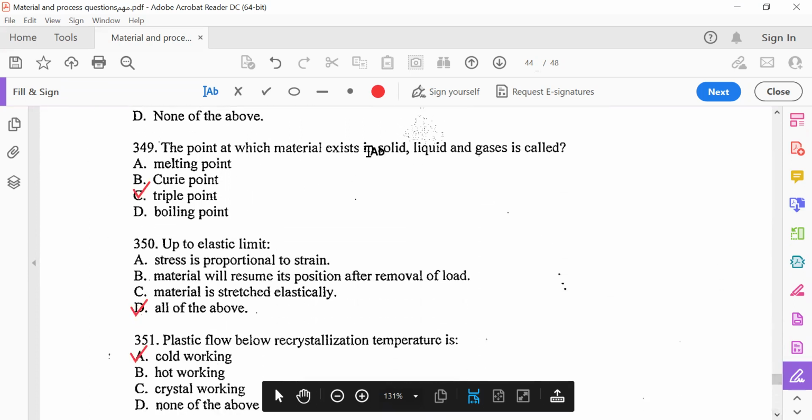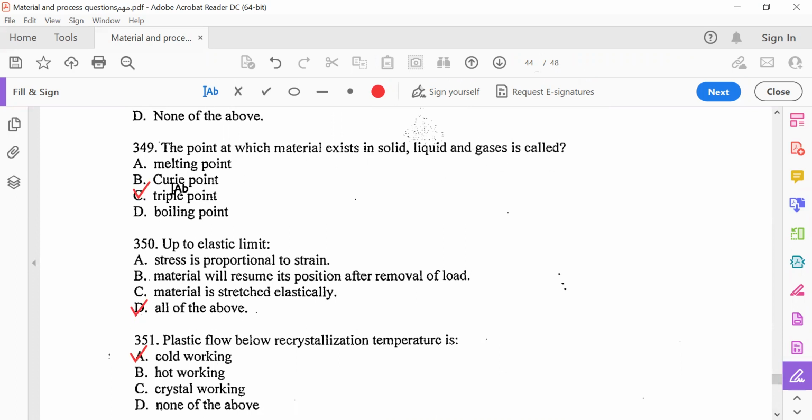The point at which material exists in solid, liquid, and gases is called triple point. Up to elastic limit, stress is proportional to strain. Material will resume its position after removal of load. Material is stressed elastically. All of the above.